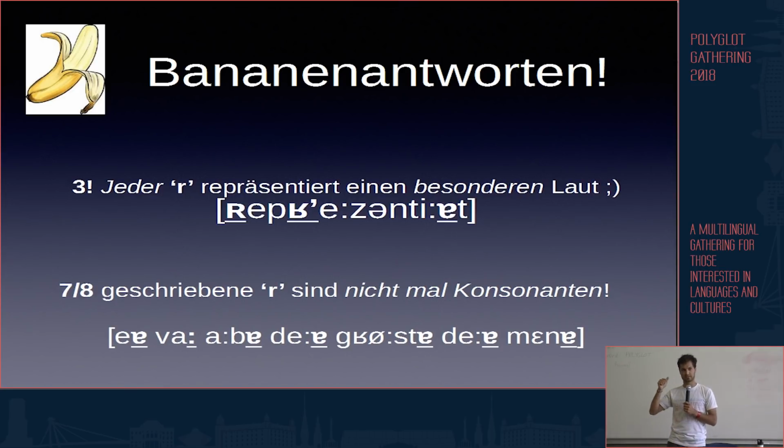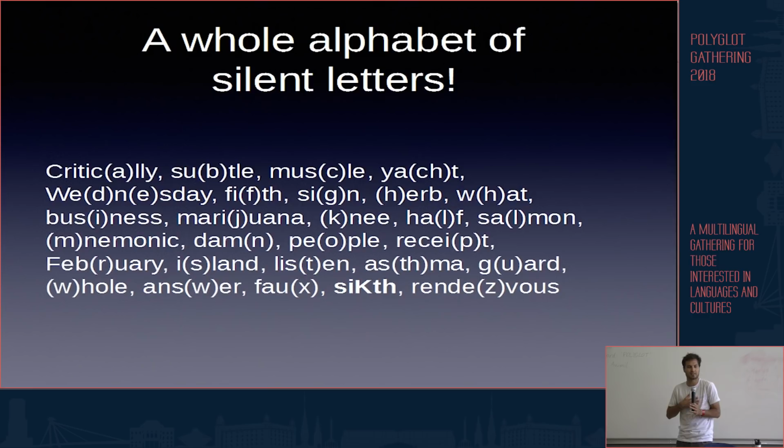Every single one of these letters is not pronounced at all. So I say critically, subtle, muscle, yacht, Wednesday, fifth, sign, herb, what, business. Literally almost every single letter in the English language, consonant and vowel, is not pronounced at all in some words. And if you do pronounce it, that's not how a native speaker says the words. Obviously it varies by accent.